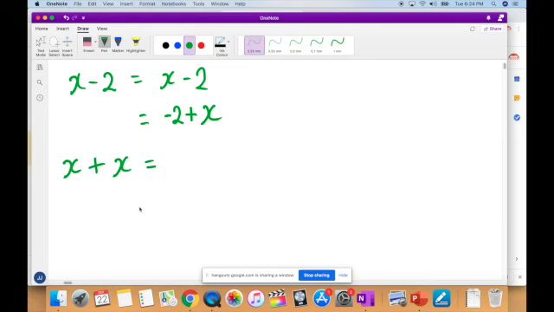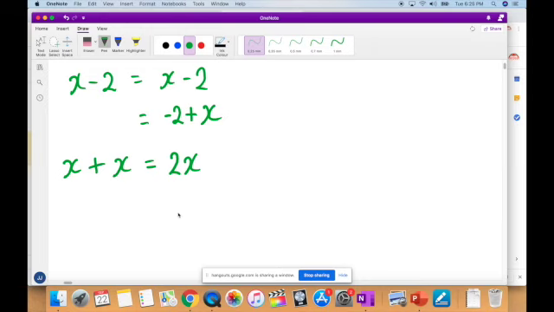So let's just remember basic arithmetic. If I have the same number added to itself, that just means 2 multiplied by the number. 4 plus 4 is the same as 2 multiplied by 4. I have 2 fours. So in this case, I have 2 x's. You okay with that?